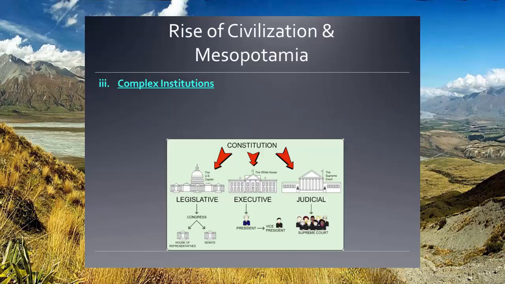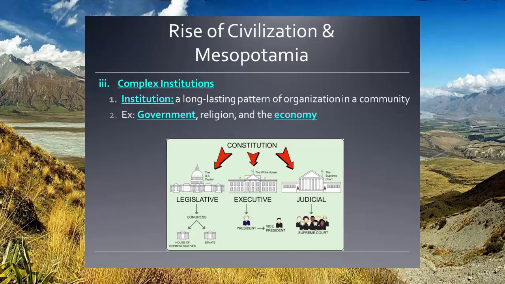The third characteristic of a civilization is its complex institutions. An institution is a long-lasting pattern of organization in a community. Things that have been there for a long time that help identify what was important to that culture or society. Can you think of anything in our culture that's been around for a very long time that is very important for our society today?